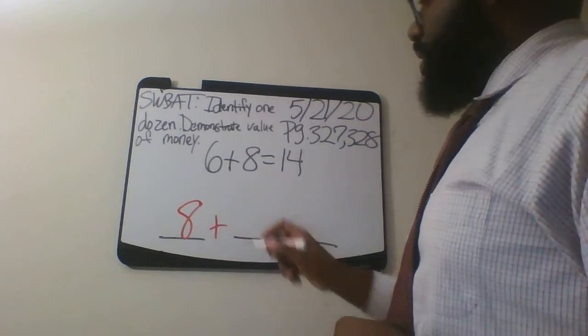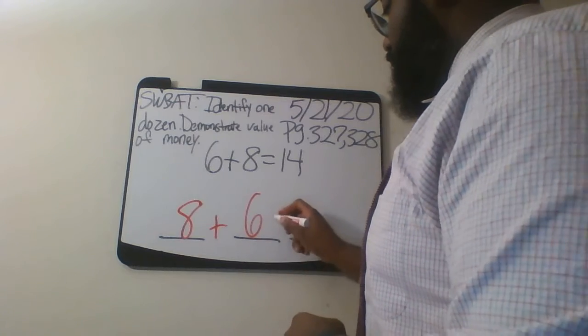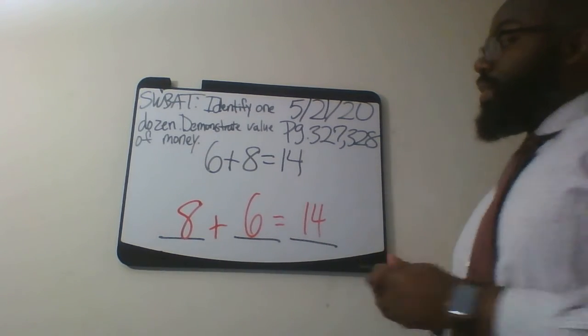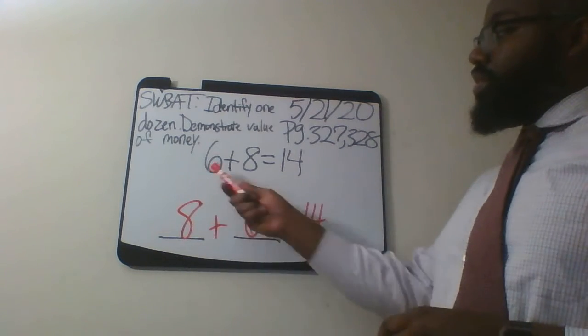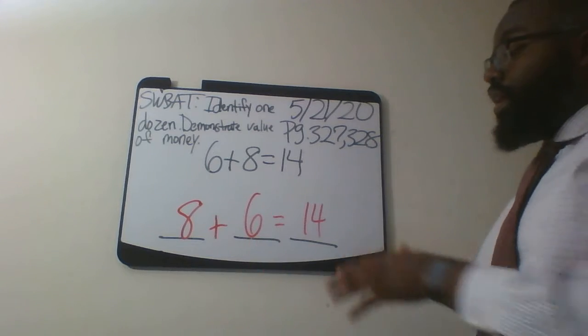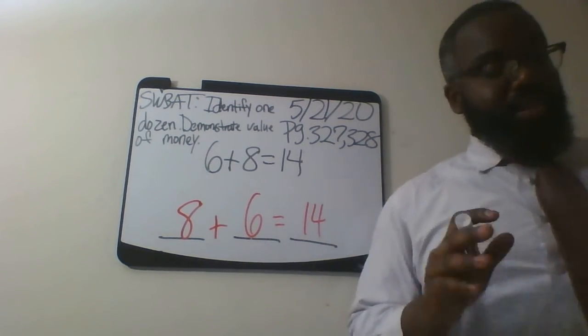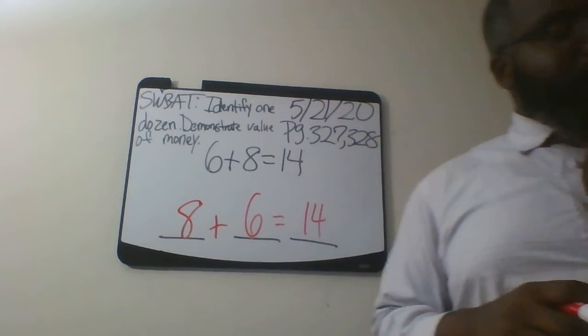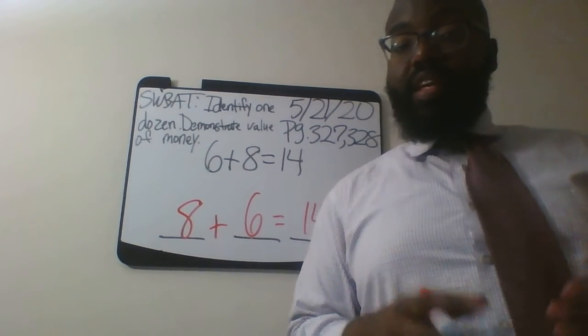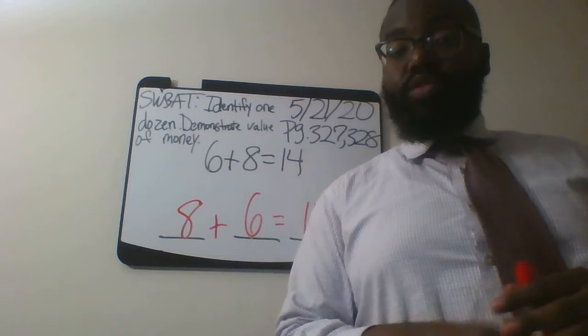Plus 6 equals 14. There we go. That simple. That's our twin. We basically switched it. So 6 plus 8 equals 14. 8 plus 6 will equal 14 as well. So that's how you write your twin. Let's move on to number 3, where it's asking us whether it is greater than, less than, or equal to.